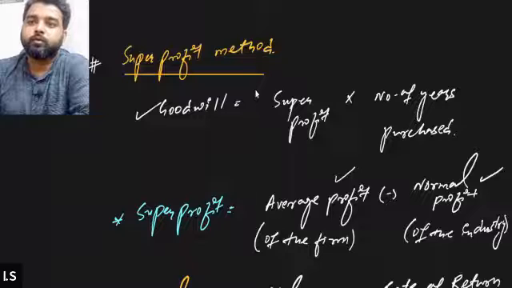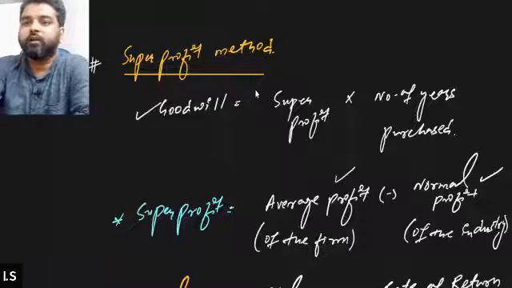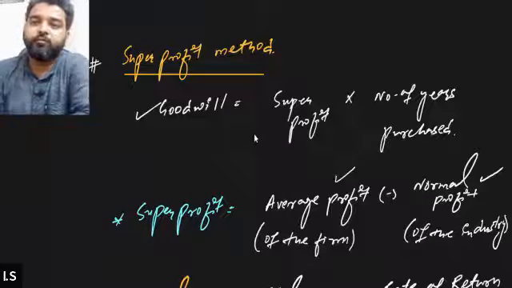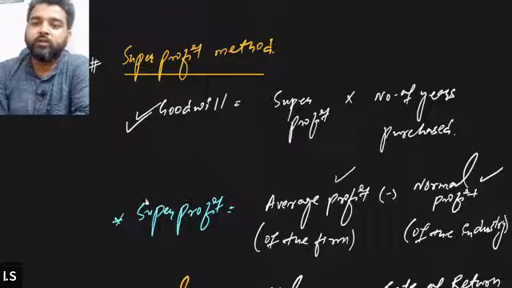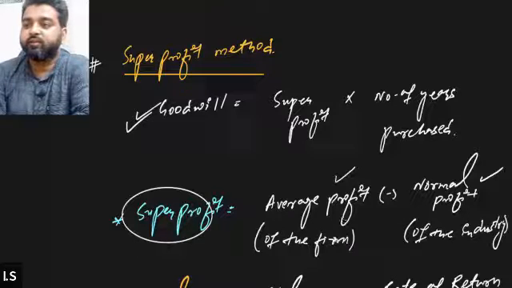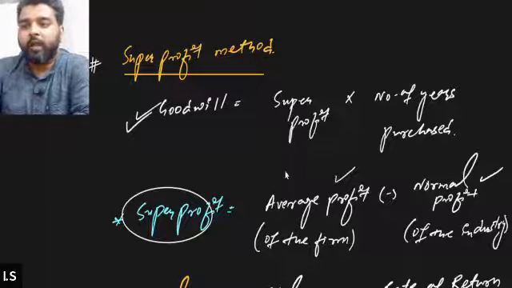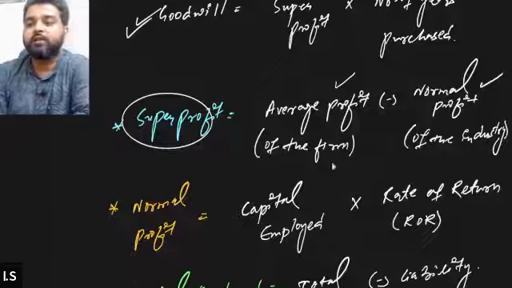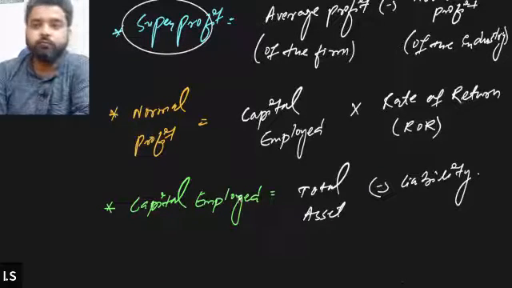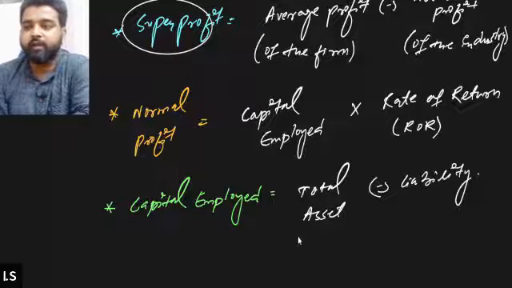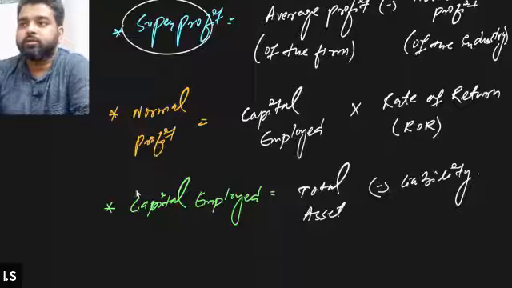This is the method by which goodwill is calculated under the super profit method. First of all, the main formula is goodwill equals super profit into number of years' purchase. Whenever super profit is not given in the question, to find the super profit we apply the formula average profit minus normal profit. And if the normal profit is also not given, then you can apply the formula capital employed into the rate of return, or the rate of interest given in the question. And if even the capital employed is not given, we subtract the amount of liability from the total value of the assets. I hope this is clear to all of you.